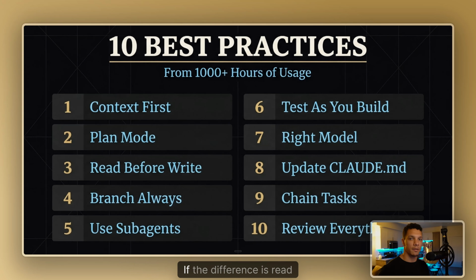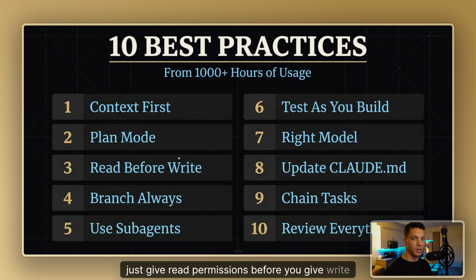This other one is read before write. Always give read permissions before you give it write permissions. Meaning, if you are connecting this to something like Stripe, you want to, in most cases, just give it access to read permissions instead of write permissions. The difference is self-explanatory. It can only read commands. It can't execute commands. It can't write commands. So always, if you're unsure, just give read permissions before you give write permissions.